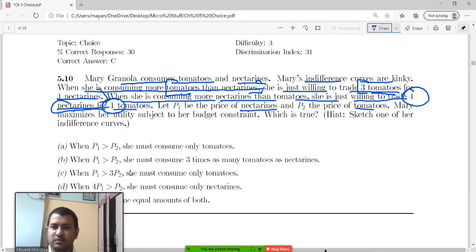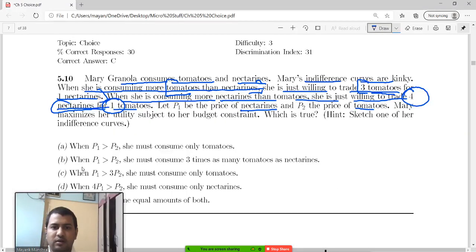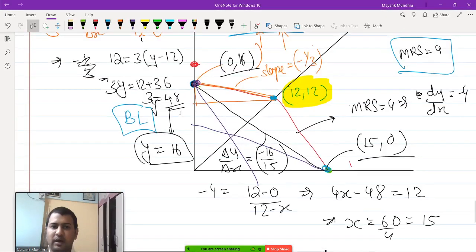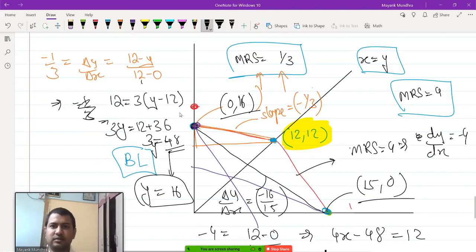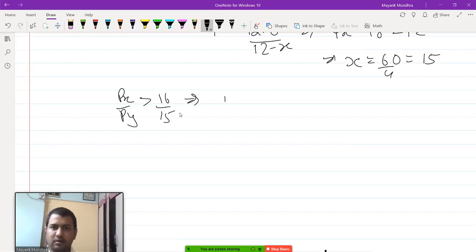According to the options, when p1 is greater than 3p2. Okay, so I am getting whenever only tomatoes. What are tomatoes? Tomatoes were the y coordinate. This was my tomato axis. This is my nectarines axis. So I am getting only tomatoes whenever px upon py is greater than 16 by 15. Only tomatoes.